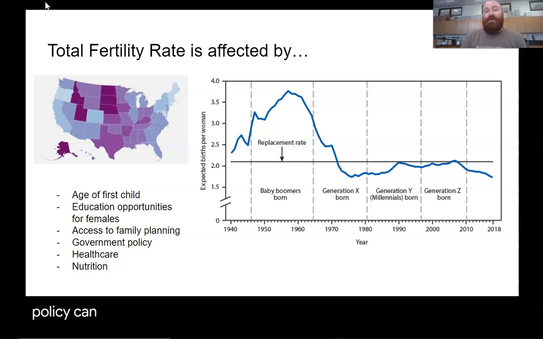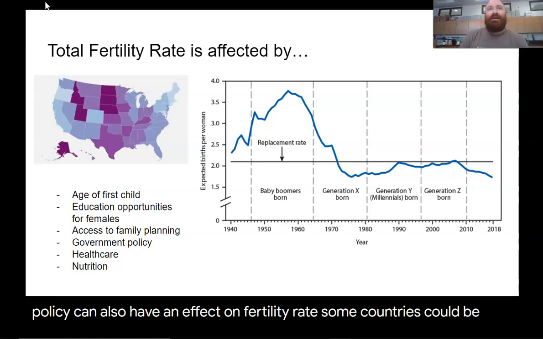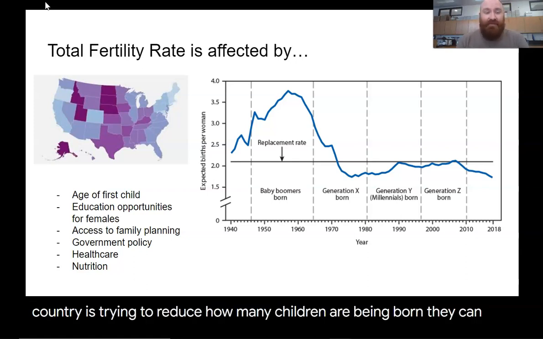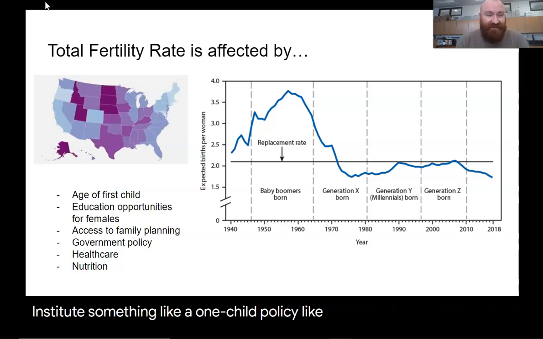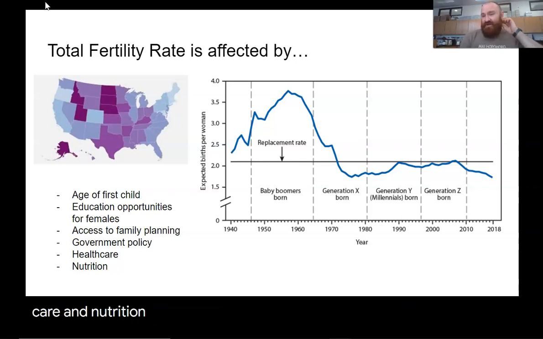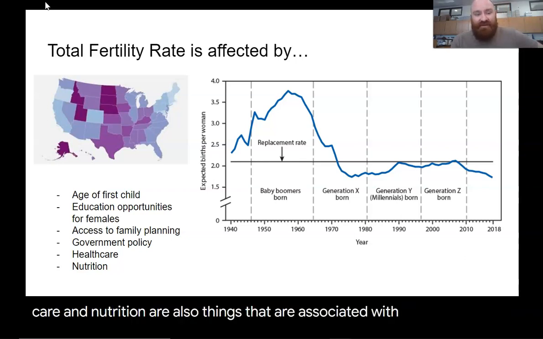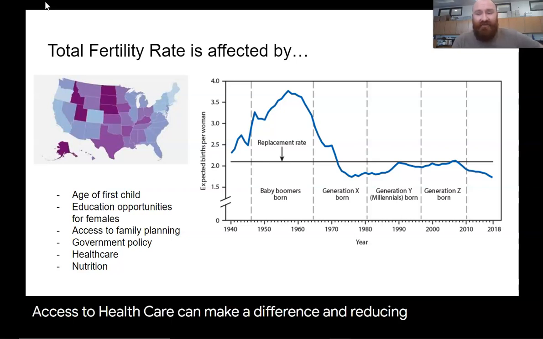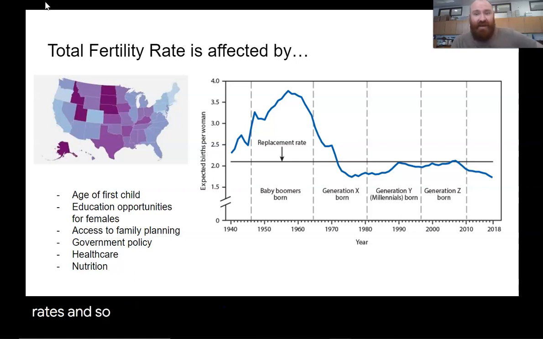Government policy can also have an effect on fertility rate. Some countries could be trying to have their families have more children, so they'll have tax breaks for the more children you have. Maybe a country is trying to reduce how many children are being born. They can institute something like a one-child policy, like China did in the 1900s. Healthcare and nutrition are also associated with fertility rate. Access to healthcare can make a difference in reducing infant mortality rates, and so can good nutrition, right?